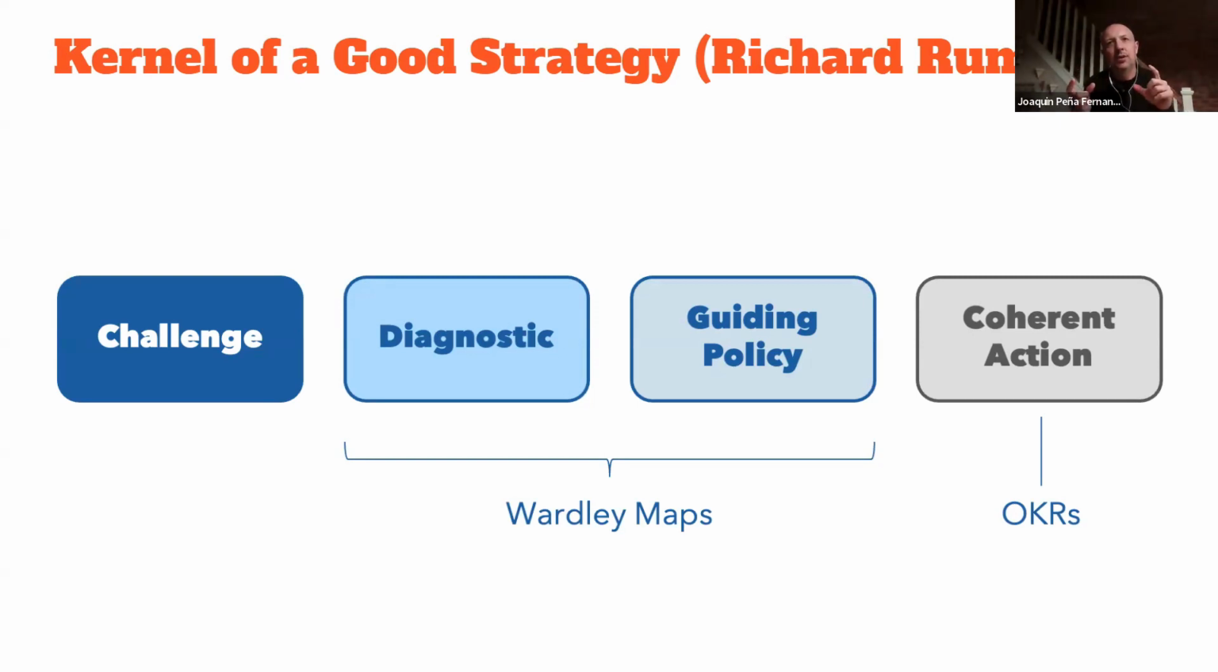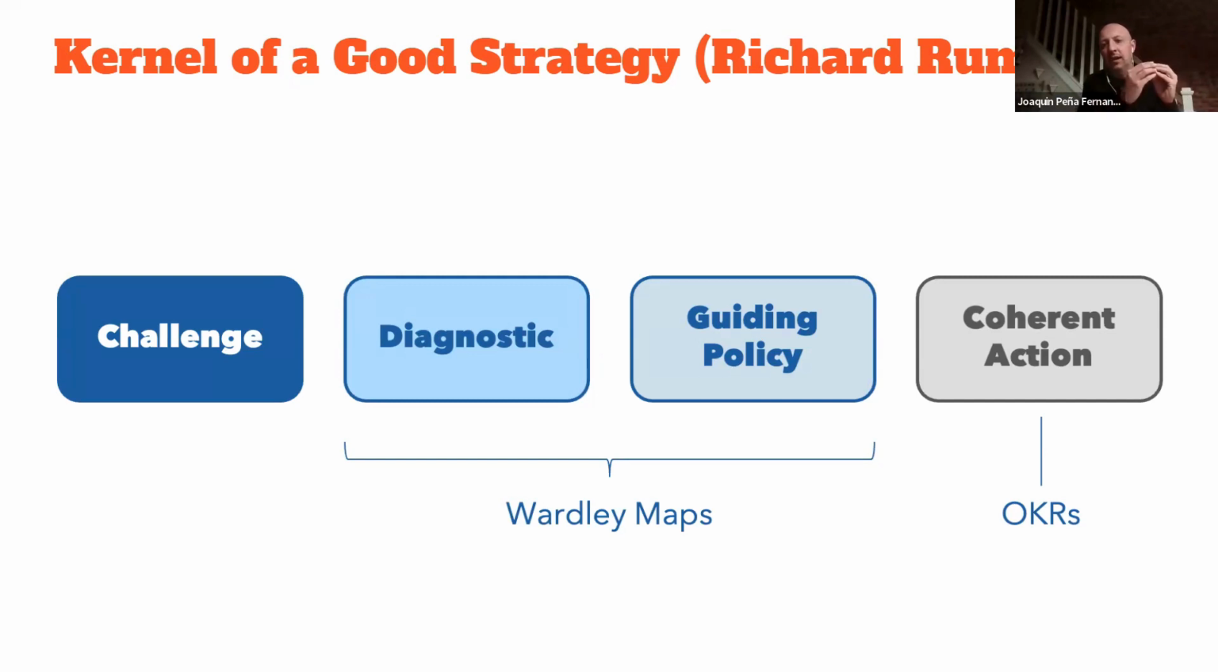The structure proposed by Richard Rumelt also fits with Wardley mapping in one sense. If you remember, the Wardley mapping strategy cycle is based on the OODA loop of John Boyd, where we have an iteration: observe, orient, decide, act. That iteration is important to keep in mind.